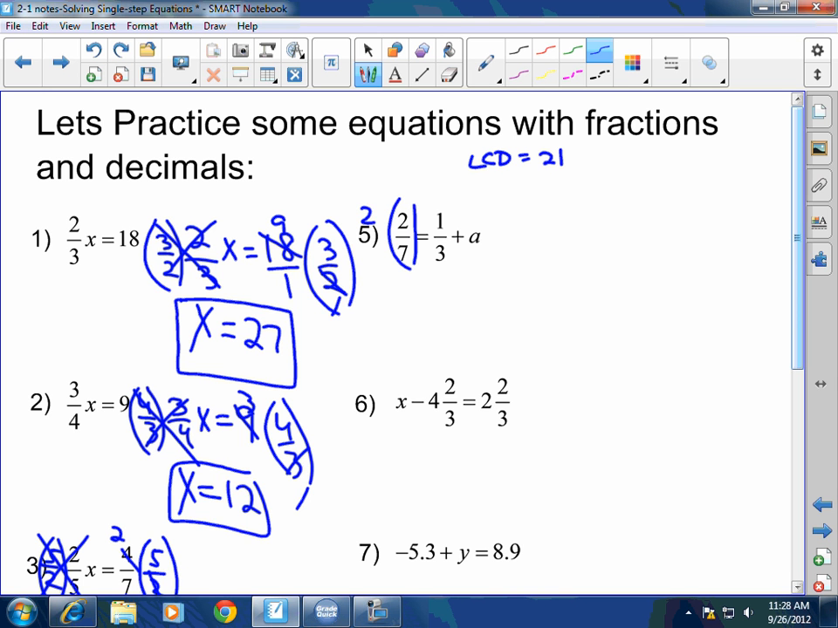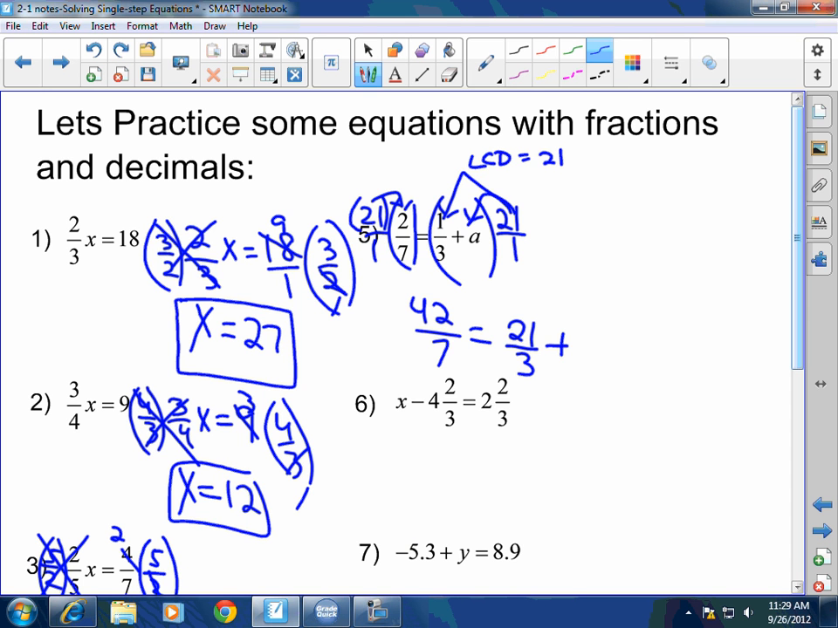So check this out. I multiplied both sides by 21. 21 times 2 is 42, and then of course 1 times 7 is 7. Distribute. 21 times 1, 21, and then 1 times 3, 63. And then distribute here. 21 times A would be 21A. Are you with me so far, guys?